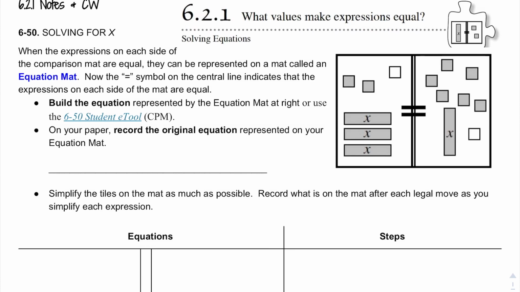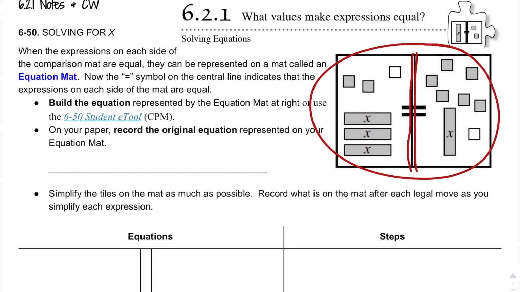When the expressions on each side of the comparison mat are equal, they can be represented on a mat called an equation mat, and this is an equation mat right here. Let me go ahead and circle that. The equal sign symbol on the central line indicates that the expressions on each side of the mat are equal. So you're going to see this equal sign in the middle, and sometimes they don't even have that equal sign. They'll just have these double black lines in the center to represent the equal.